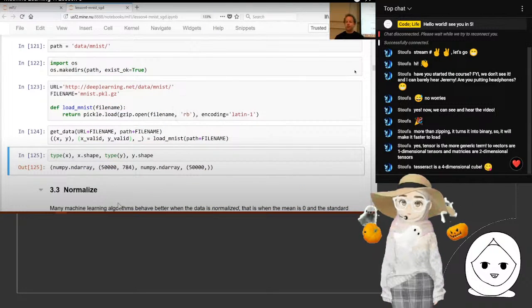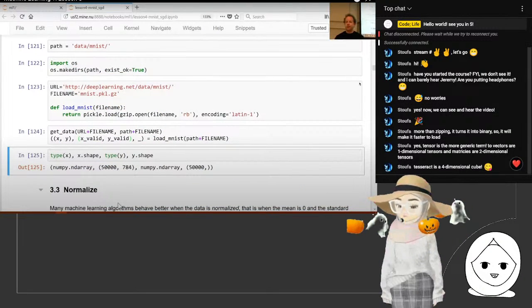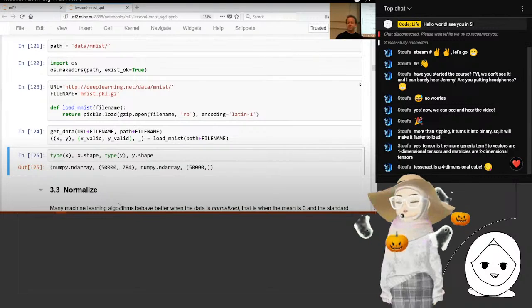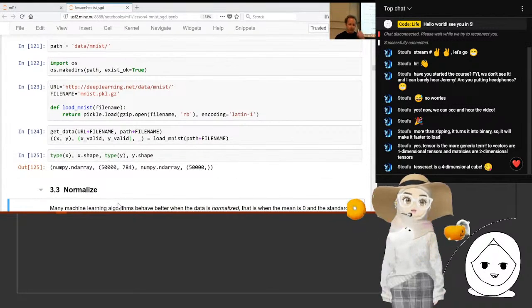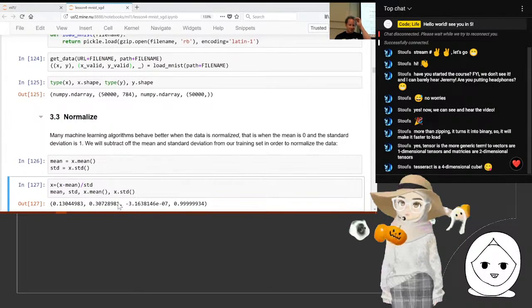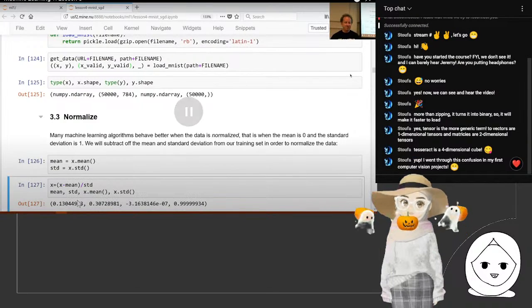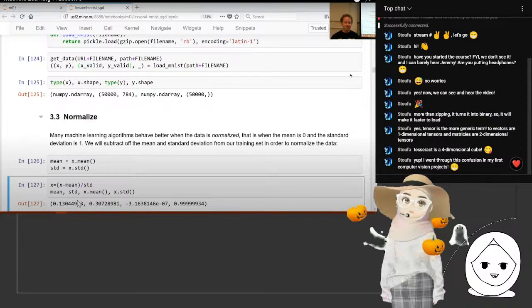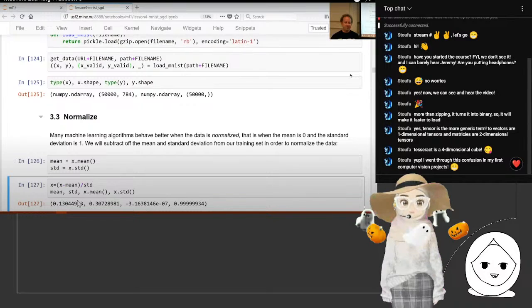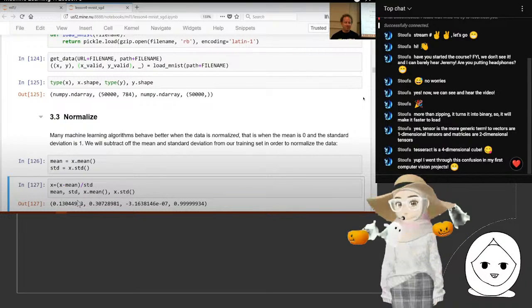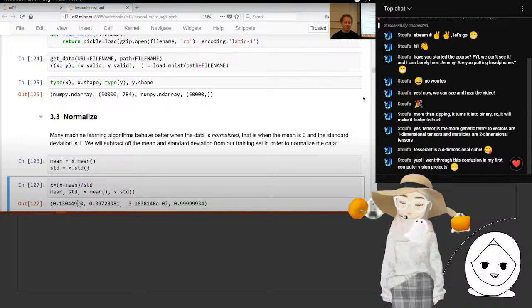Be careful out there. It's a scary world. Because they hate us. Because they're bad people. Of course. I guess. I went through this confusion in my first computer vision project. Oh no. You didn't have anyone to protect you. You went into it blind. At least Jeremy Howard is here to cushion us against this big bad world.